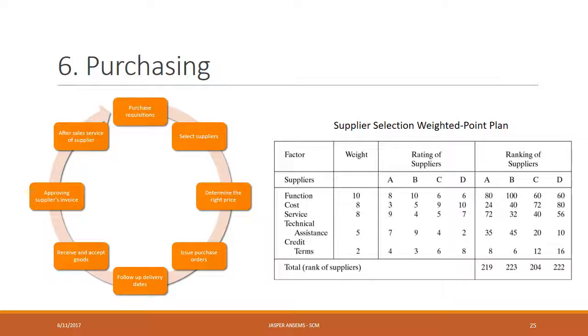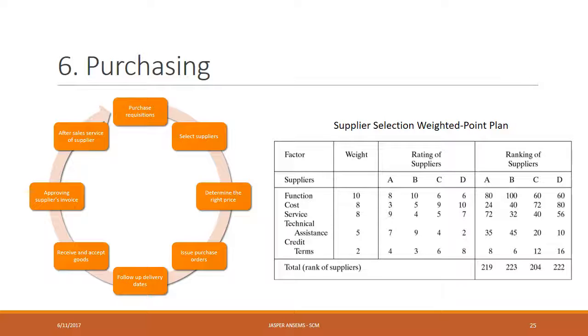The next chapter is purchasing. Purchasing starts with the purchase requisition, and then you go to selecting the suppliers, determining the right price, issue purchase order, follow up delivery dates, receive and accept goods, approving suppliers' invoice, and after sales service of suppliers.